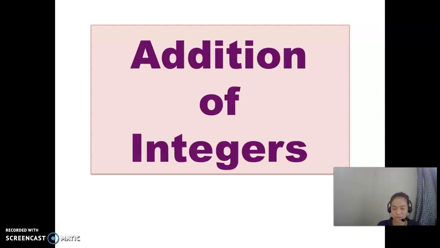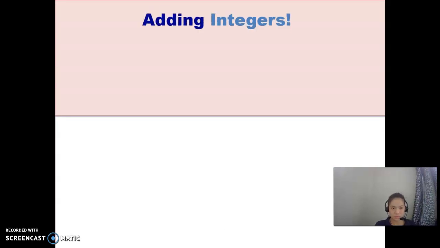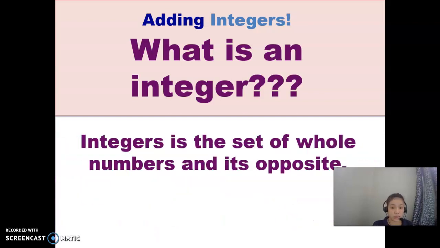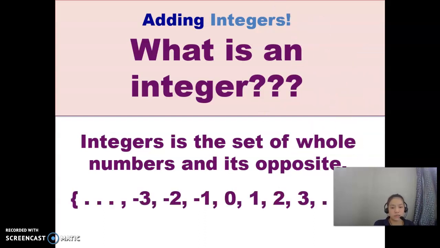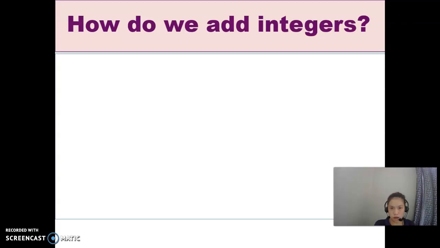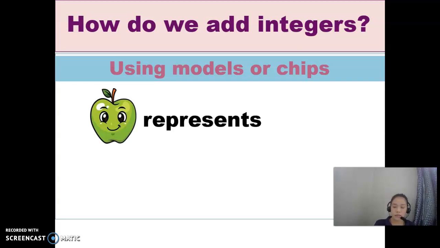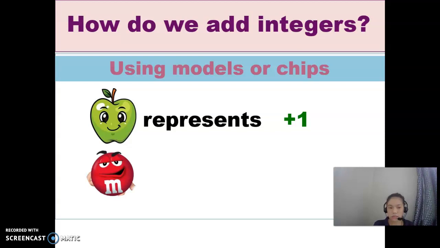Okay, so addition of integers. So what is an integer? When we say integers, it is the set of whole numbers and their opposites. So these are the sets. We have the negative integers, 0, and positive integers. So how do we add integers? This time, we will use models or chips. Let us say that the green apple represents positive 1, then the red chocolate represents negative 1.